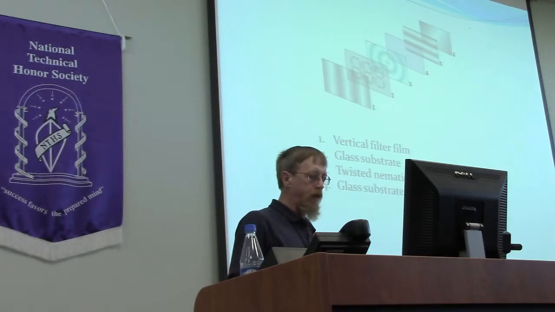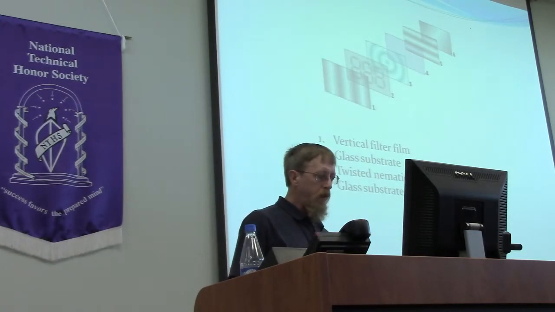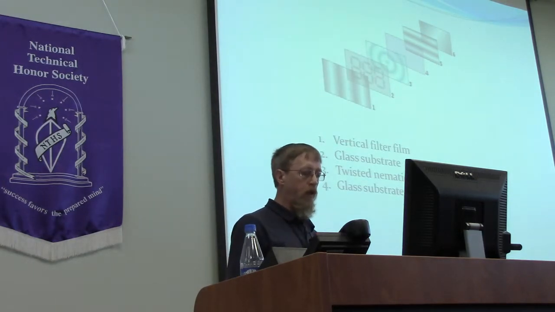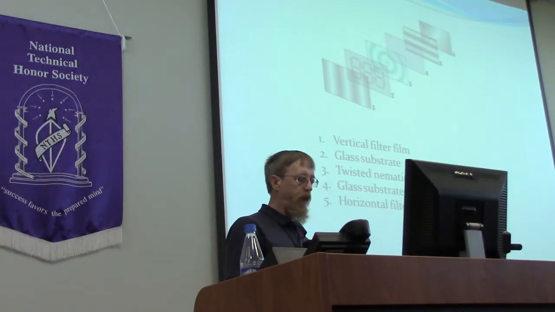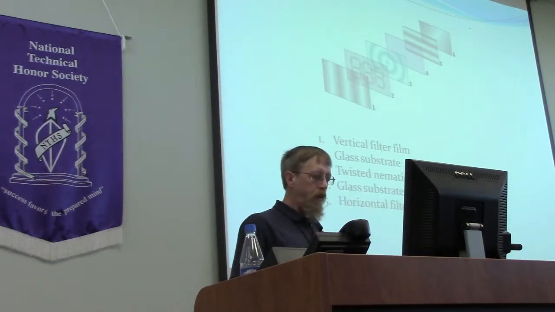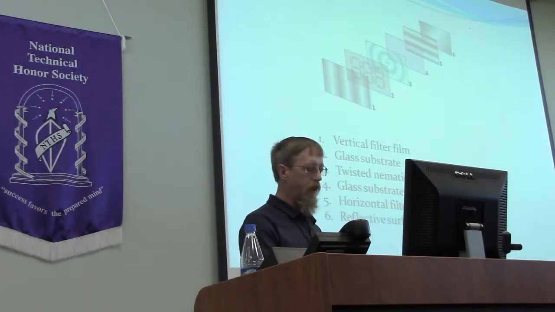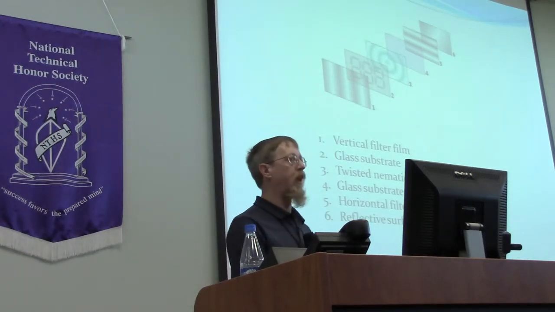The fourth layer is another glass substrate with a common electrode film, and it controls the horizontal ridges to line up with the horizontal filter. The fifth layer is your horizontal filter. It films to block or allow the light through. And your last layer is a reflective surface to send the light back to the viewer.